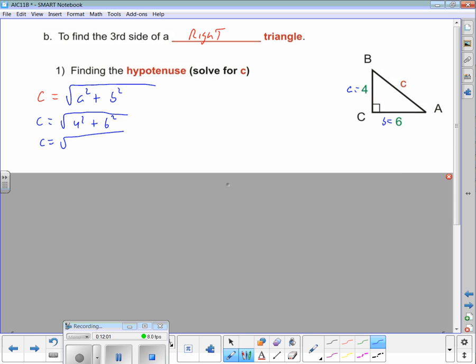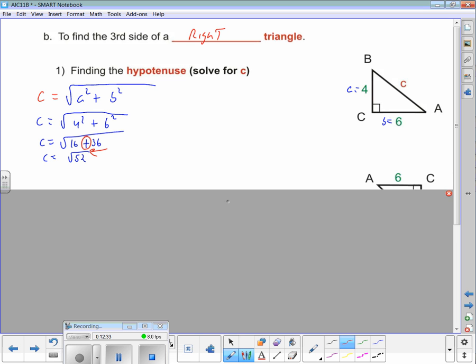So c equals the square root of 16 plus 36, and c is the square root of 52. Now, you cannot simplify this until you add them up. Don't get mixed up between simplifying when things are being multiplied and simplifying when they're being added. The other thing I see students do all the time is forget the square root symbol. Don't forget that square root symbol. See how my work is orderly?